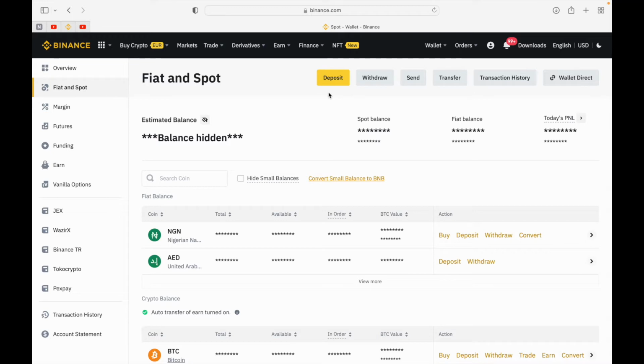We have deposit, withdraw, send, transfer, transaction history. What does it imply? It implies that we can actually deposit fiat into our crypto wallet. And how do you do that? This is where you can use your MasterCard or any other payment option acceptable in your country to deposit fiat, which is your country's local currency, to your wallet, which in turn you can use to buy cryptos.